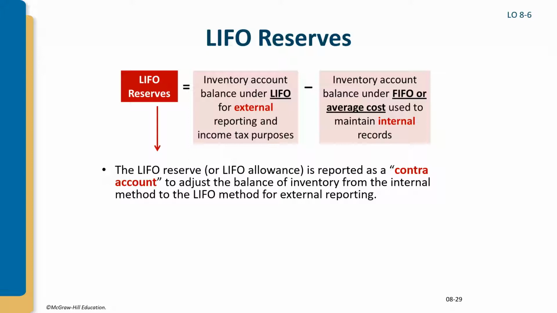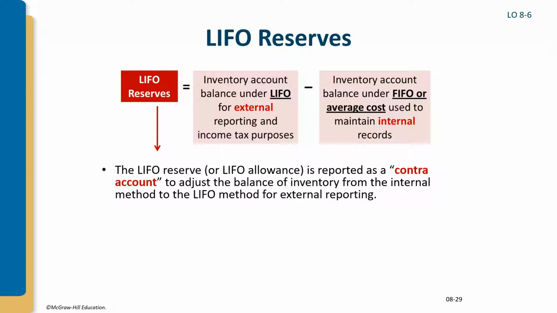Okay, so now LIFO reserves. What is this? A LIFO reserve is reported as a contra account. What it does is it adjusts the balance of inventory from whatever method the company uses during the year to a LIFO method for external purposes. So maybe a company says, well, we don't want to remove oldest to newest when we're actually selling it through the year, let's use a FIFO or average cost method. What they'll do at the end of the year is recalculate inventory assuming a LIFO method, just so that they can report it on their financial statements.